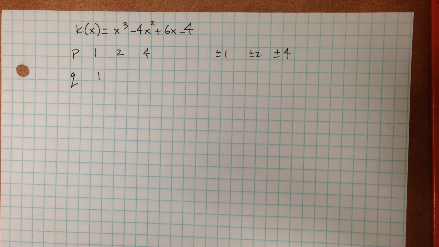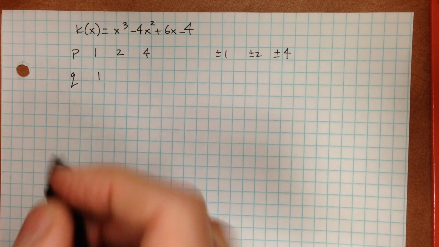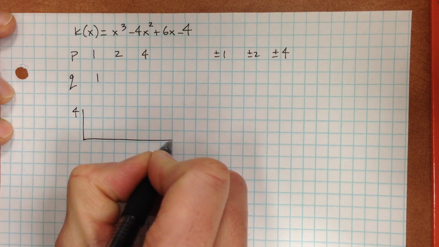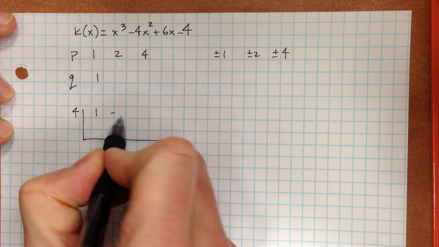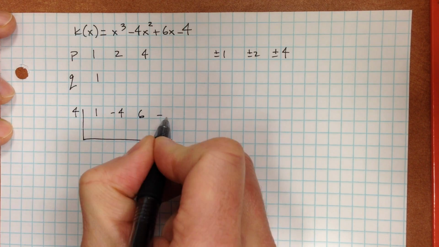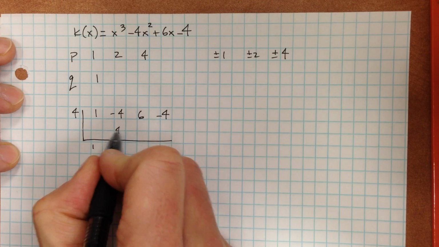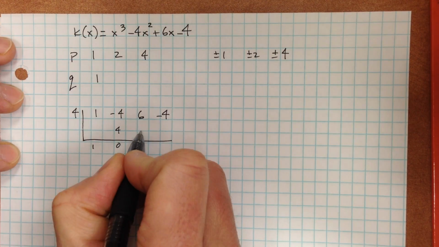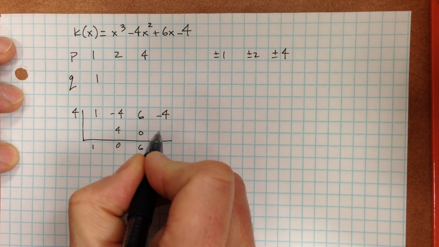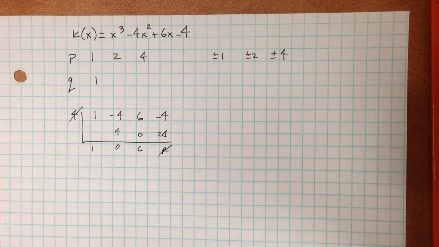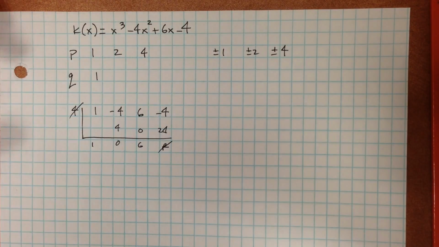So let's just say that we start with, you pick anything you want, positive and negative. We could go with a 4. So the coefficients: 1, -4, 6, -4. Bring down the 1, multiply. 0, multiply. 24, that's going to be some remainder. I don't even really care what it is. I know that 4 is not one of my roots. As long as I have a remainder, it's irrelevant what that remainder is for our purposes here.